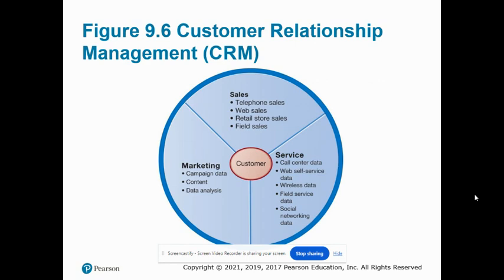CRM systems examine customers from a multifaceted perspective. These systems use a set of integrated applications to address all aspects of the customer relationship, including customer service, sales, and marketing. This graphic illustrates the functions found in the integrated applications of a CRM system.